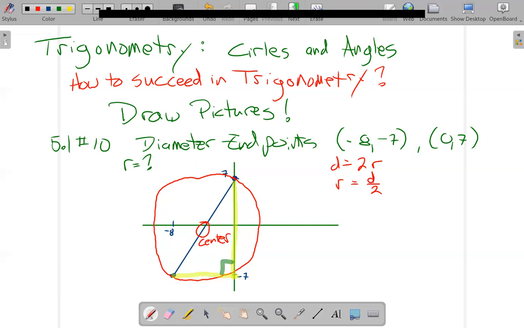So to get from (-8, -7) to (0, 7), well, I'm going to go horizontally, right? 8 units. So that's the horizontal component of my right triangle. And then vertically, I got to get from -7 to +7. So that's 14. And so according to the Pythagorean theorem in my picture here, the diameter squared has to equal 8 squared plus 14 squared. And I can square 8, 14.